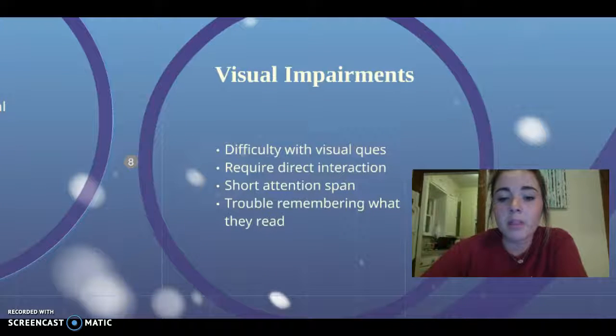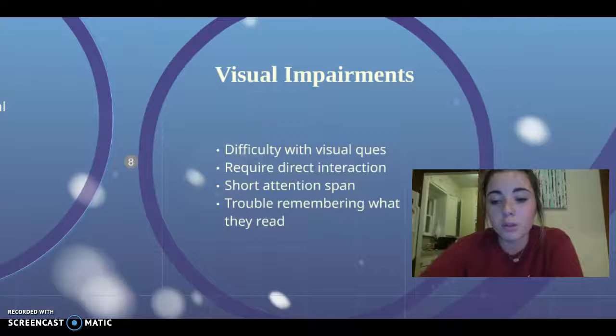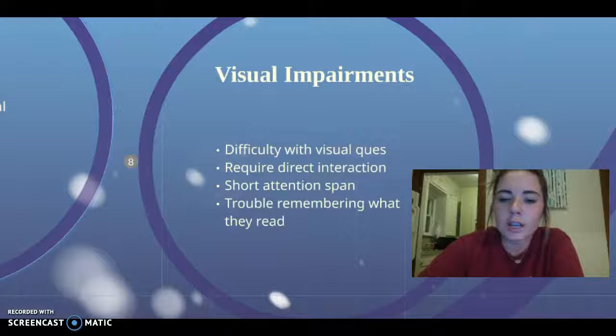Next is the visual impairments. These students have difficulty with visual cues because they cannot see them, or they have a blurred vision depending on how severe their impairment is. They also require direct interaction. Because they cannot see things, there needs to be physical help for them and direct instruction. They have a short attention span because they just tend not to be able to focus on things and everything like that. And they also at times have trouble remembering what they read because most times they're hearing these or maybe using Braille or anything like that. And sometimes it just doesn't translate as well to memory as seeing it like a regular person would.